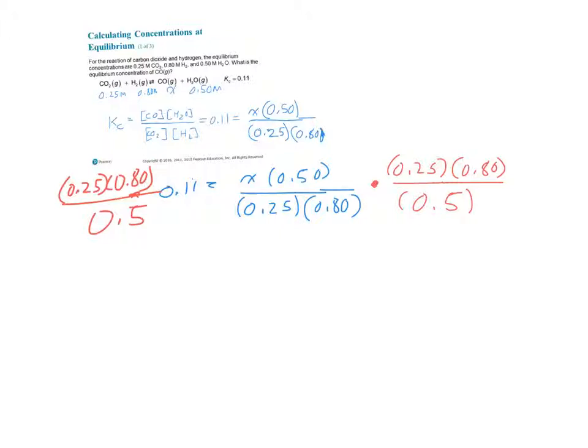So now I punch into my calculator, and I get x to be equal to 0.25 times 0.8 divided by 0.5. And there's my answer.